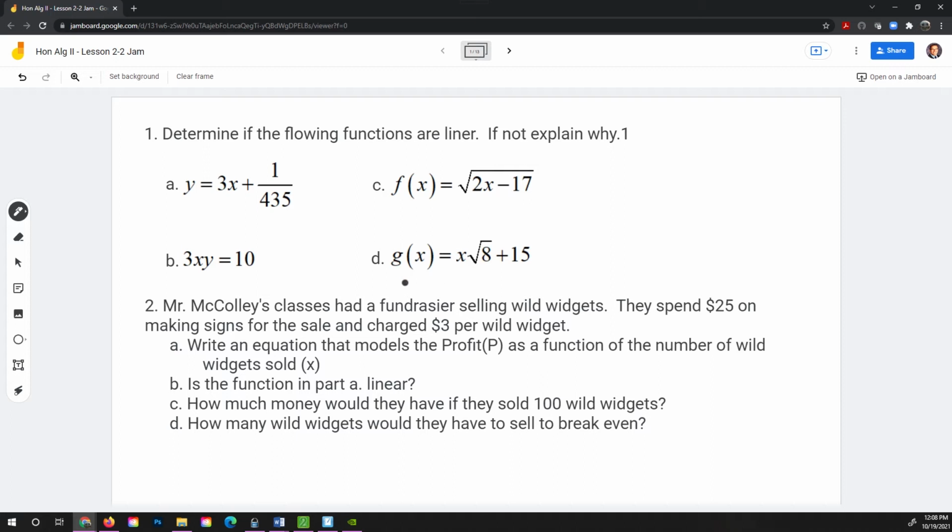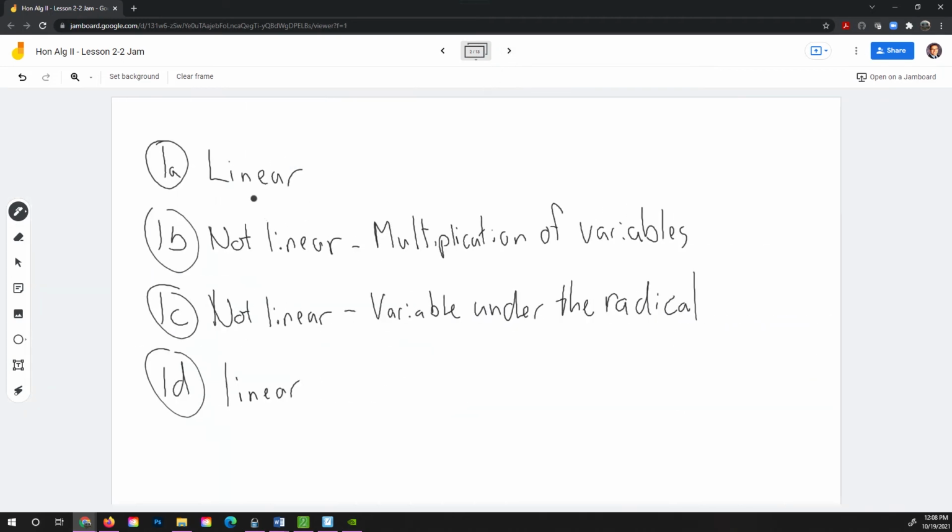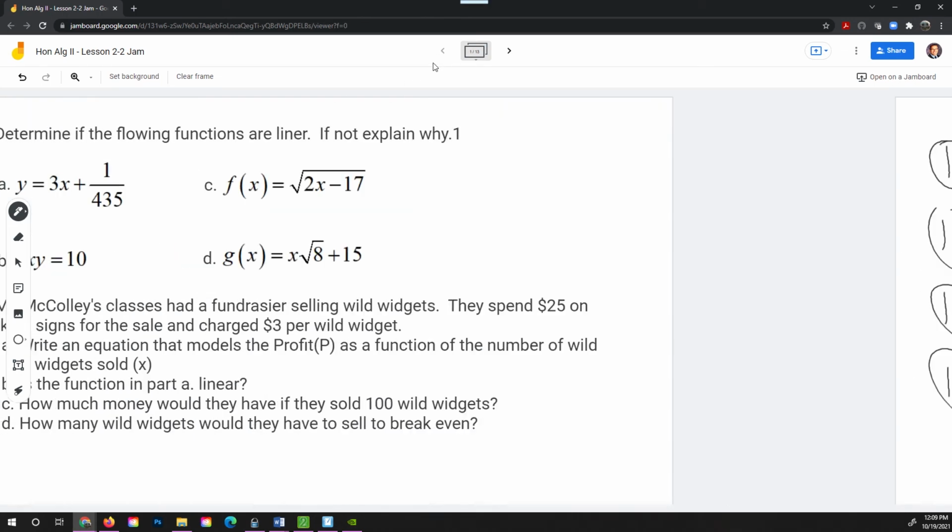And part D is going to be linear because even though I have a square root in it, it's just a numerical value. The square root of 8 is just a number. It isn't going to lie on a tick mark on any graph, but it is just a number. So we have y equals, our square root of 8 is m, times x plus 15, our b. So if we check these all over, again, number 1a is linear, 1b is nonlinear because we have multiplication of variables. Number 1c is also nonlinear because we have a variable under the radical. And 1d is linear.